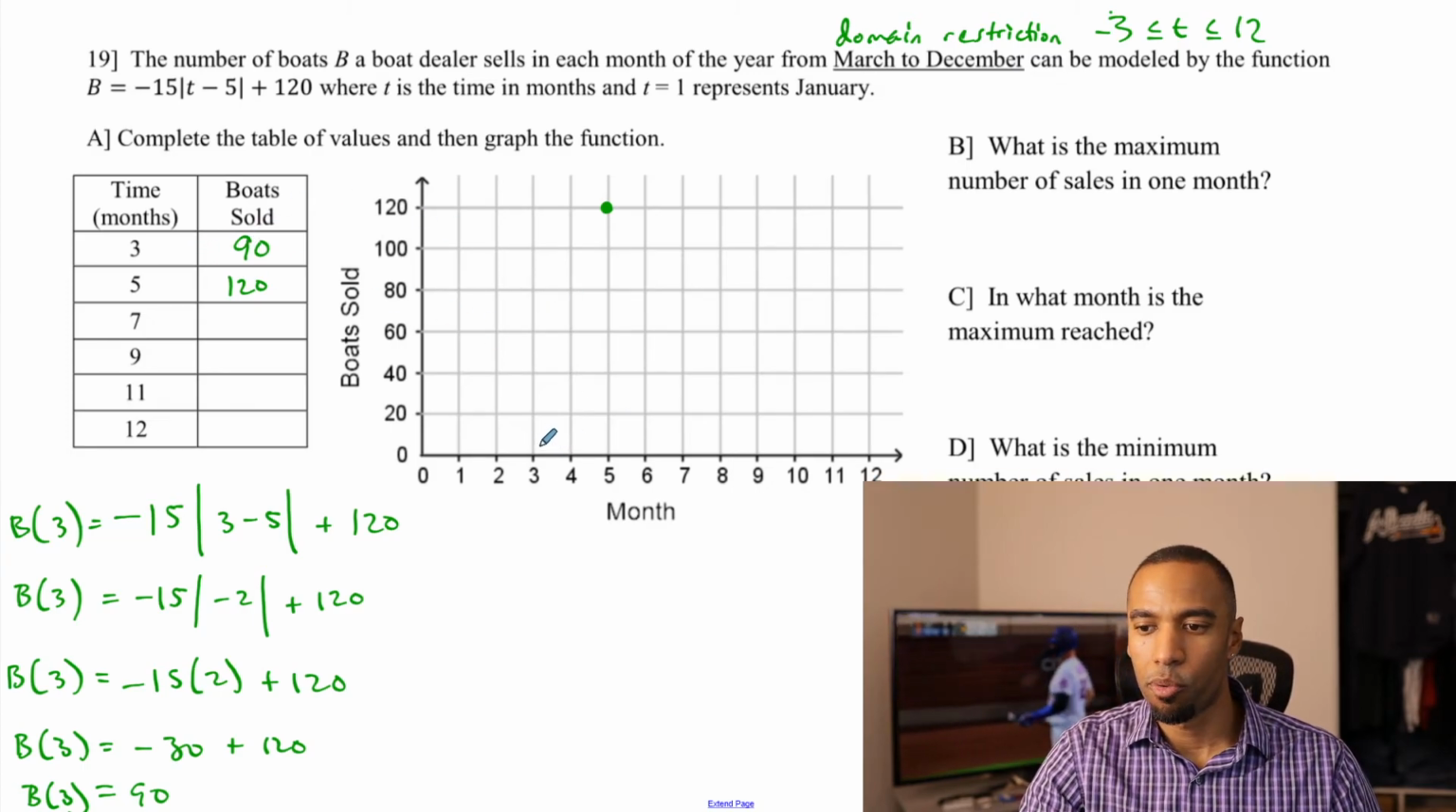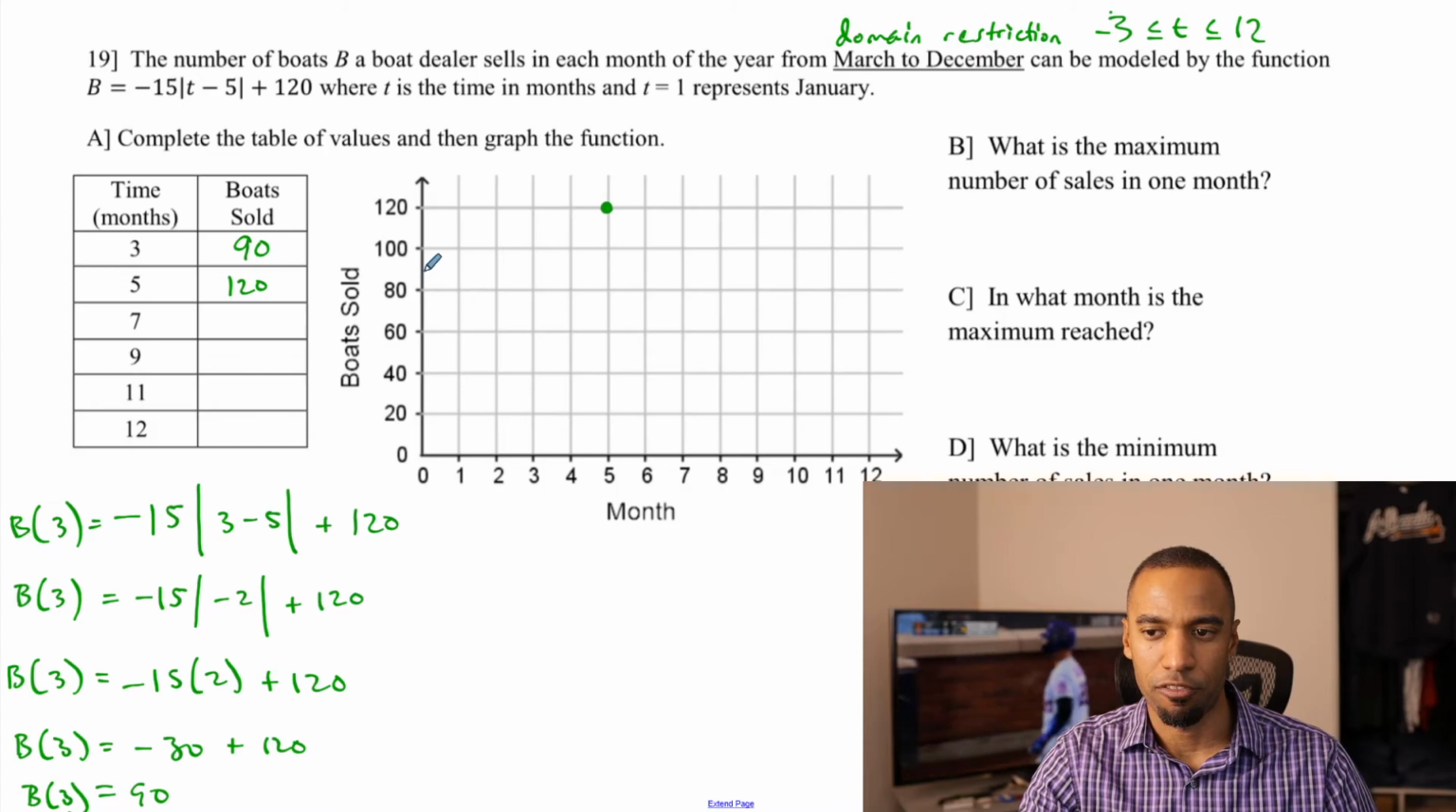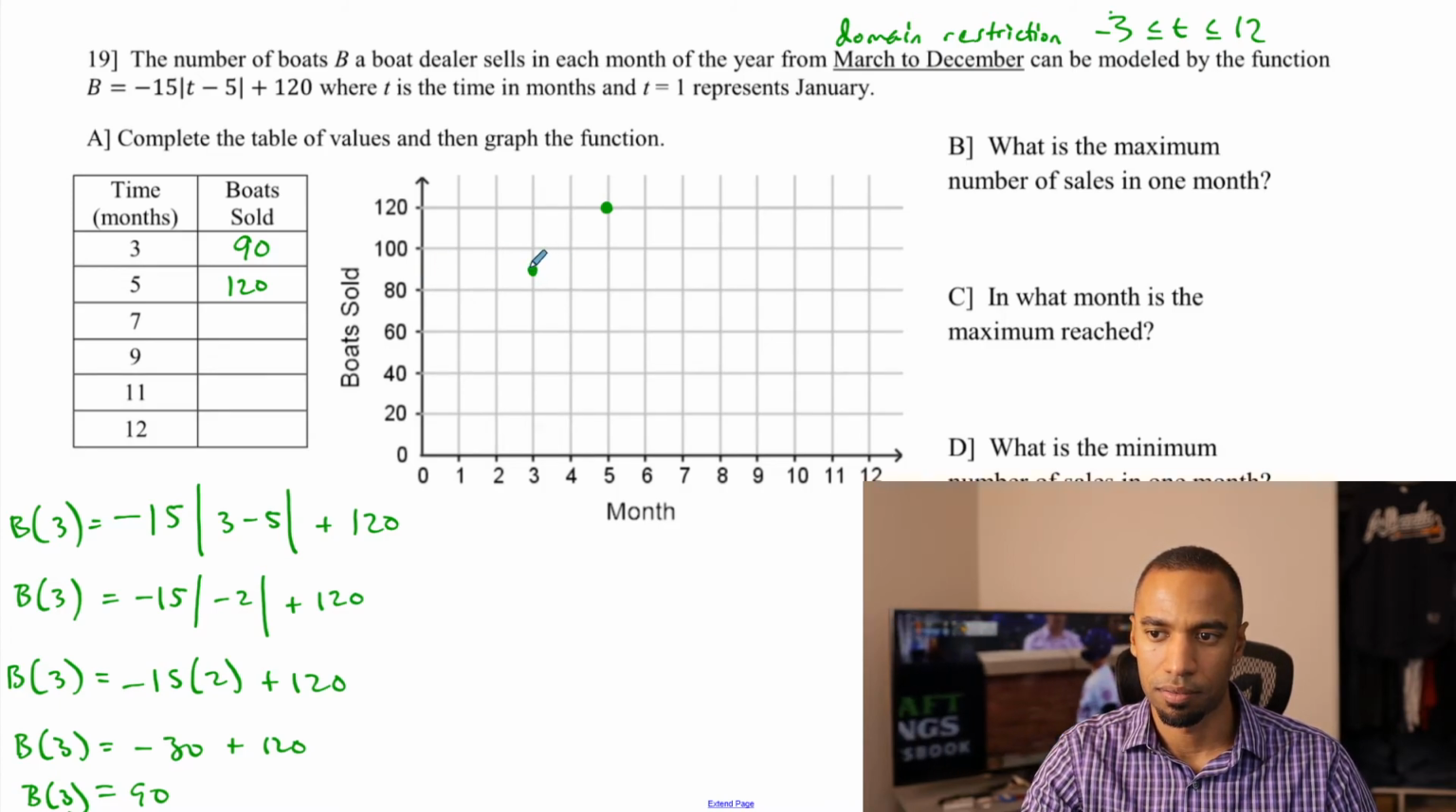So we have a point that's 3, 90. 90 is halfway between 80 and 100. So it looks like that.